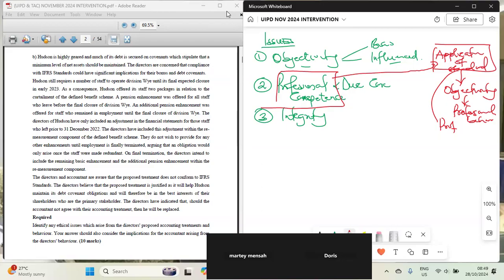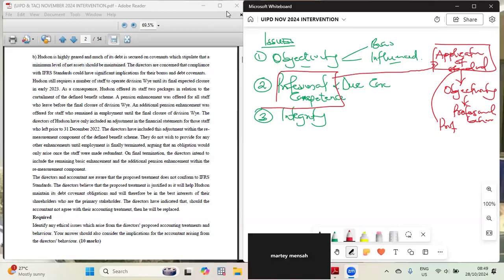The issue of the directors indicating that they may have to replace the accountant if he does not support their approach. I think it places some kind of pressure on the accountant to act exactly in the directors' interest rather than the IFRS standards. And that will compromise his professional objectivity. So in terms of objectivity, that's what is going to compromise it.